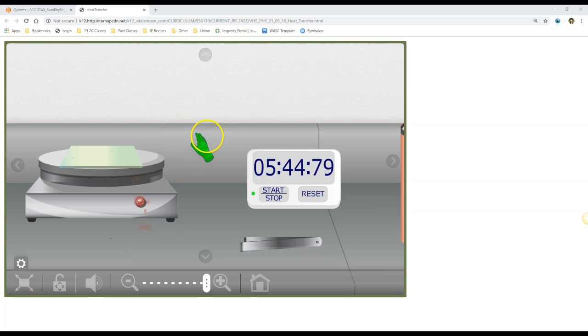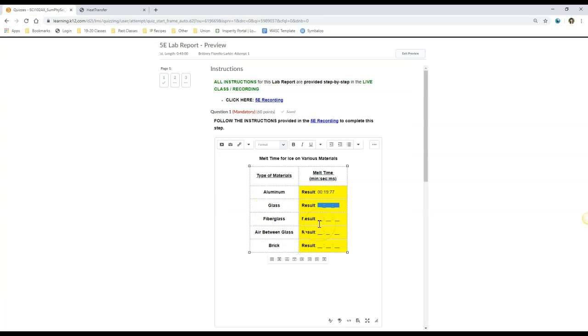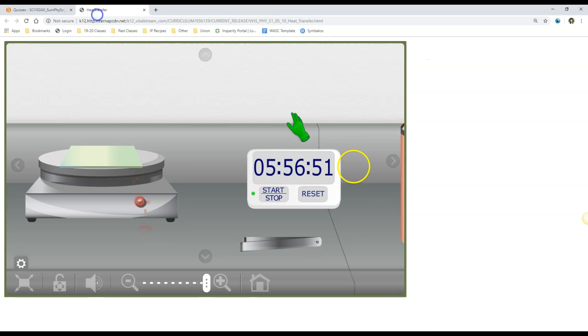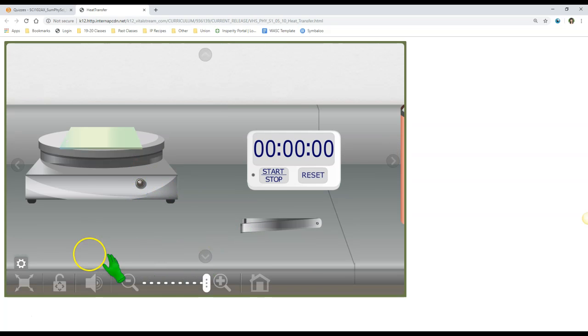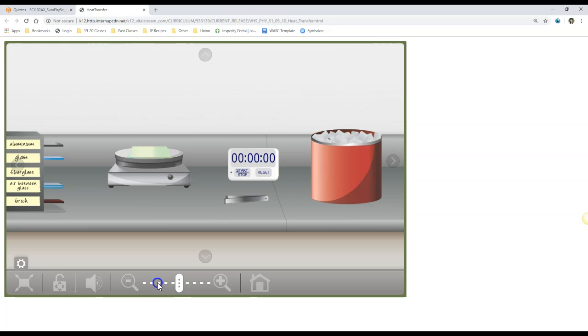All right, so at this point, it has just disappeared, so you should have paused the video, gotten this time. Again, you have minutes, seconds, milliseconds. So again, you want the exact time, and that's what you would fill in here for the fiberglass. All right, so I'm going to go ahead and reset that, turn this off, and let me go ahead and get this off. All right, so we just did the fiberglass.